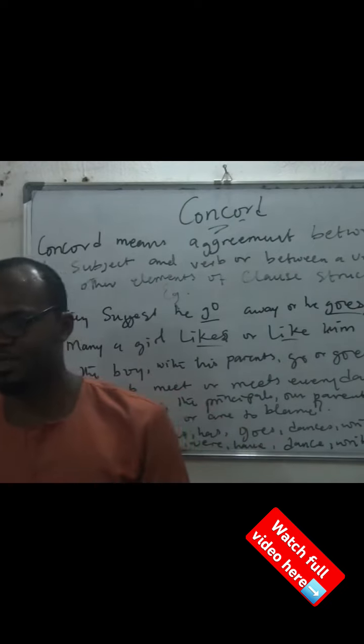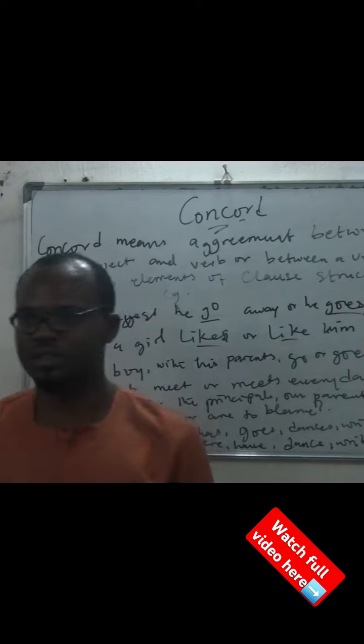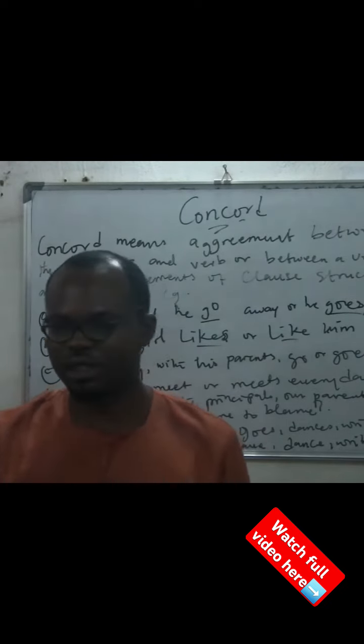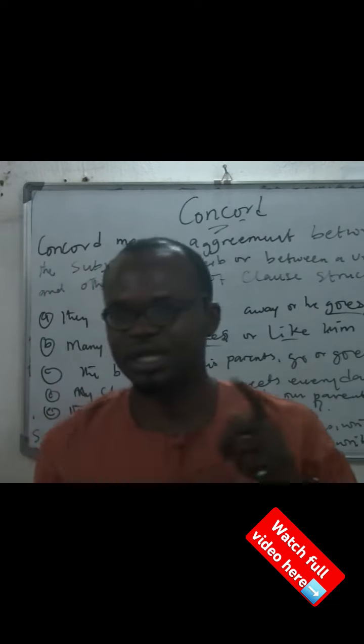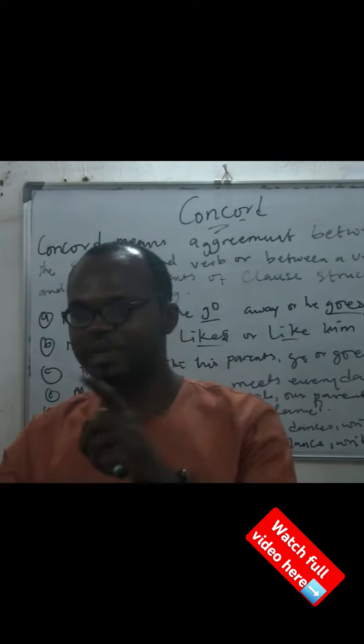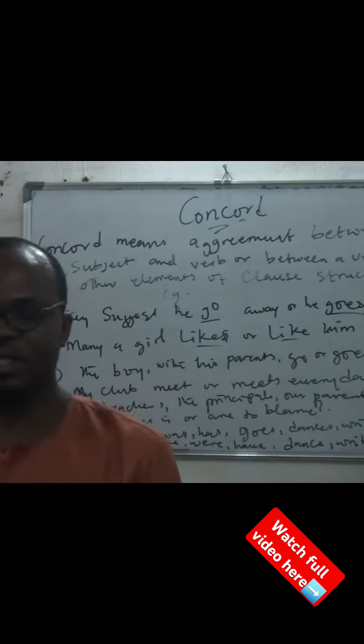We've learned the elements of a clause, isn't it? Yes. What are the elements of a sentence or a clause? Subject, what? Predicator, what? Complement, and what? Adjunct. The subject, predicator, complement, and what? Adjunct. These are the elements of a clause or sentence.